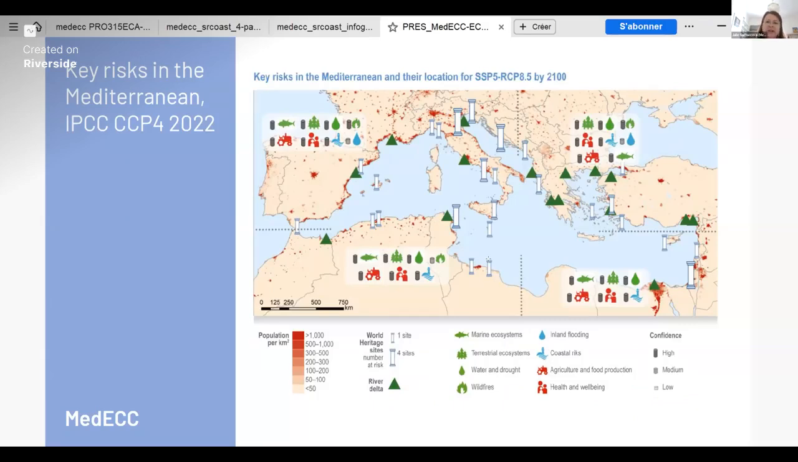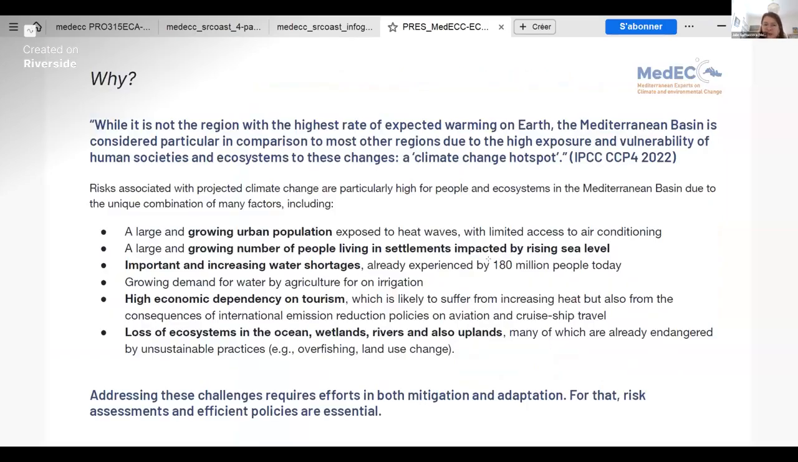So all of the socioeconomic assets and the ecosystems and human beings are living in this very vulnerable area along the coast. And so while it's not the region with the highest rate of expected warming on Earth, it's considered very particular because of the high exposure and vulnerability of the human societies and ecosystems. I'm not going to read all the risks, but there are a lot. Addressing these challenges requires effort in both mitigation and adaptation. And for that, and to sustain the policies that are going to apply that, we need risk assessment to support policy making. So that's the reason why there was a strong need for this science policy interface.